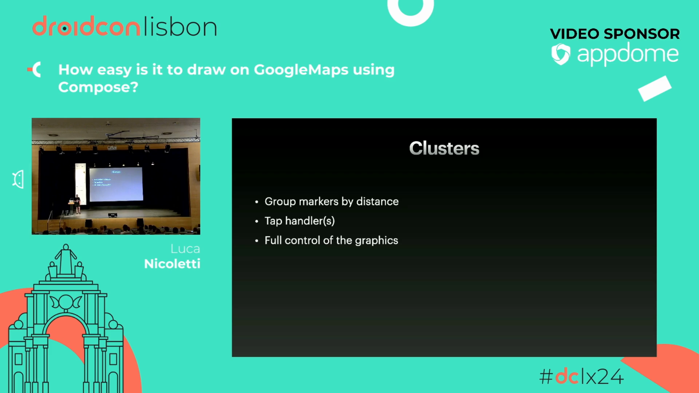If you have too many markers, they might overlap, and it's not nice to see 20 markers overlapping one another. And cluster is what you might want to use. Cluster allows us to group markers by distance. You can completely customize the tap handlers on the marker alone and on the cluster. And you have full control of each of the graphics.